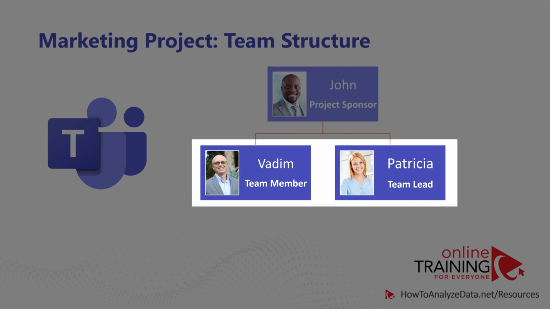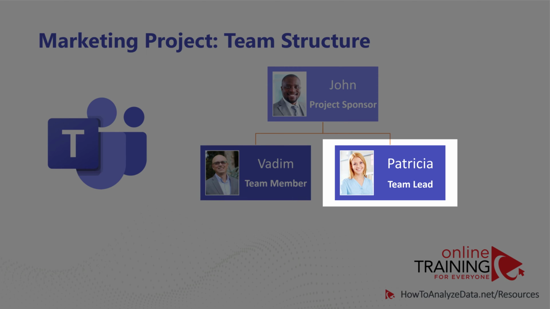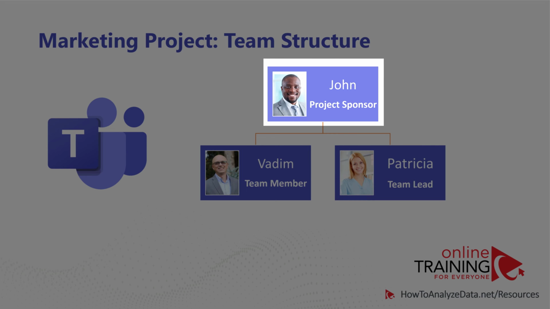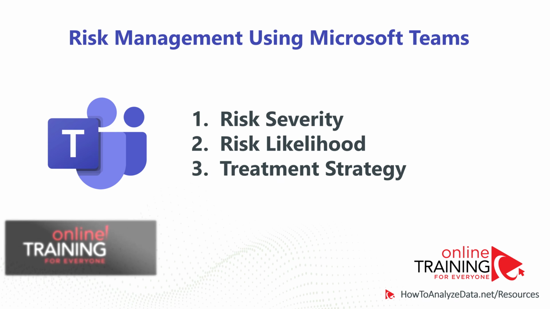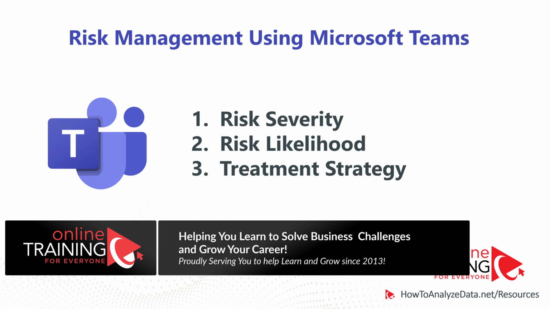Patricia and I are working on the marketing project for our flagship product. Patricia is a team lead and she also plays the role of project manager. We both are peers and we both report to John in the organizational structure. John suggested that we look at the risks that might be associated with our project execution.